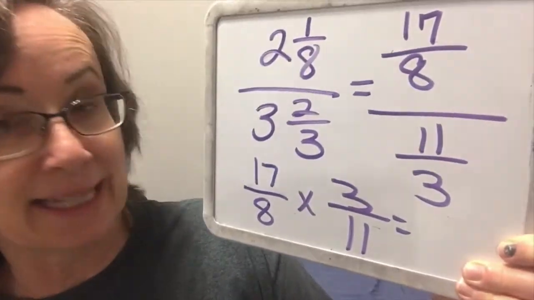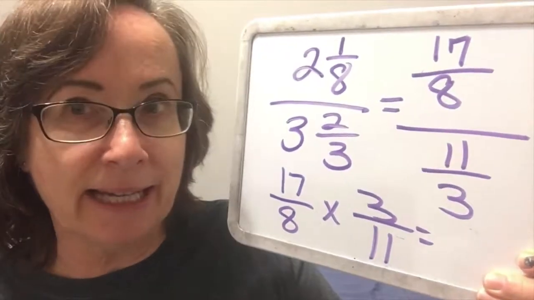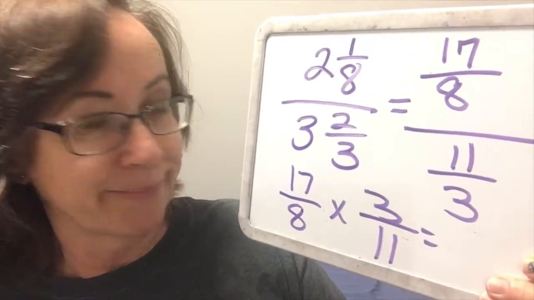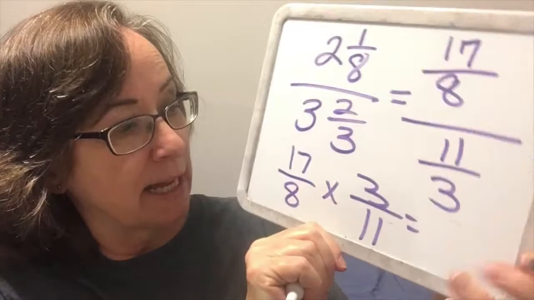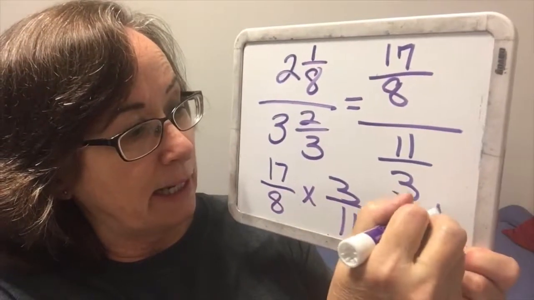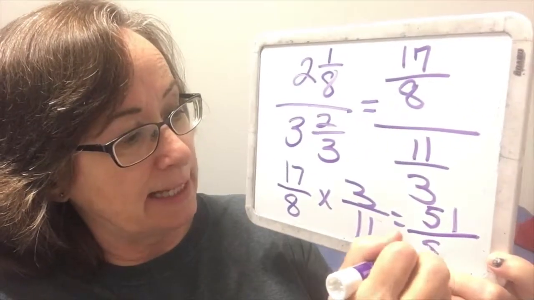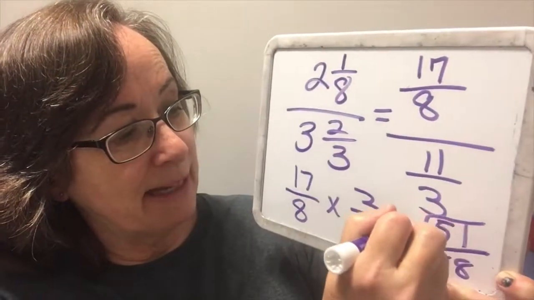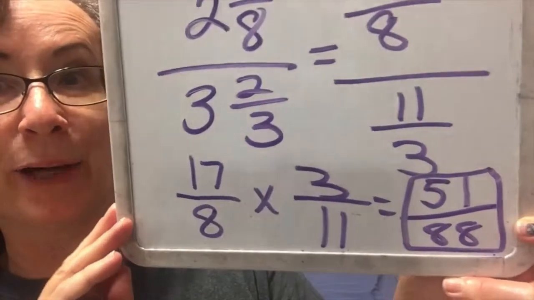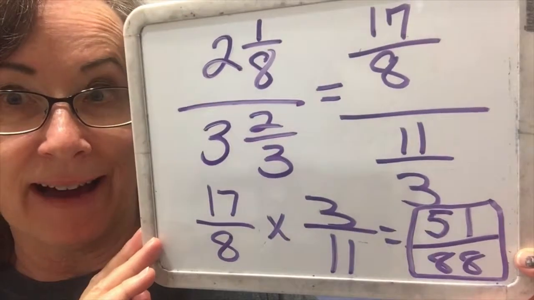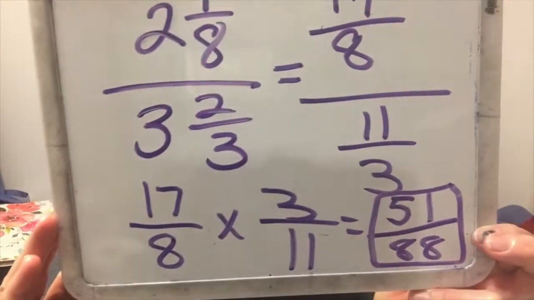Now, that's the same thing. All right? So now we look very carefully to see, is there anything that's going to cancel? Nope. We're stuck. We're going to have to multiply all the way across. So 17 times 3 is 51. And 8 times 11 is 88. And that number is not going to turn into a mixed number anyway because it is not improper. So 51 over 88 is the final answer.